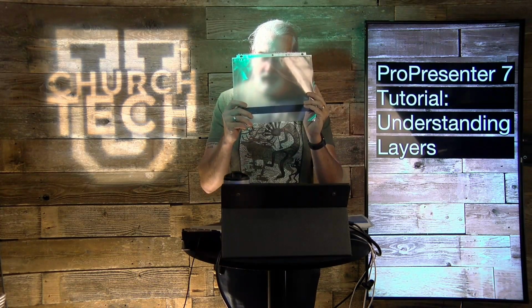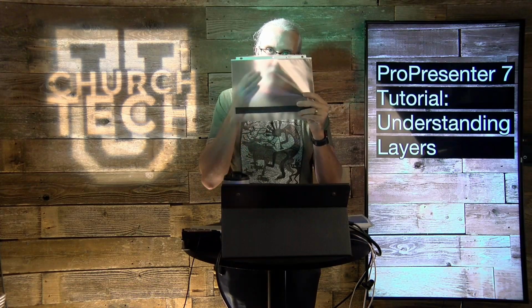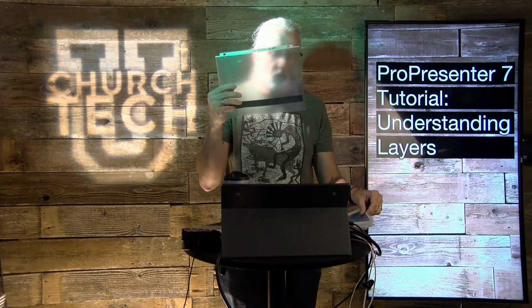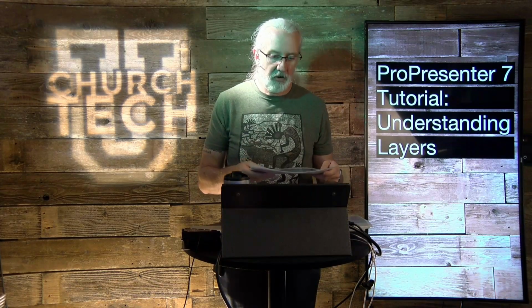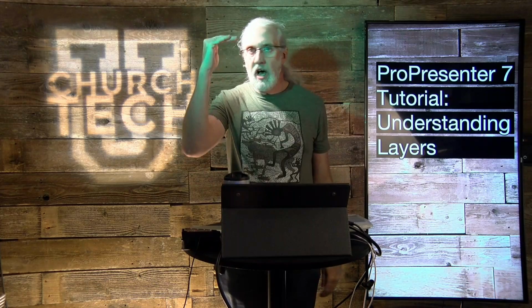So now imagine you can look through these, that instead of just one, we had multiples, and they're stacked on top of one another. That is what layers are like in ProPresenter. So the topmost layer is the masks layer, and I've got another tutorial on that that I'll link below. So we've got the masks layer, then we've got just all kinds of other layers underneath it, and the bottommost layer is the background color layer.